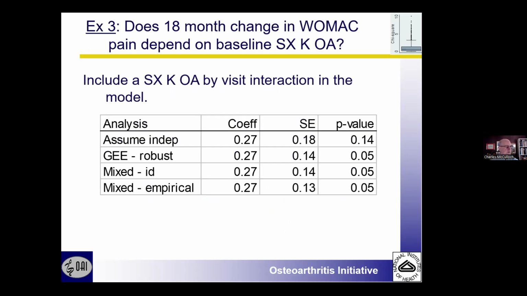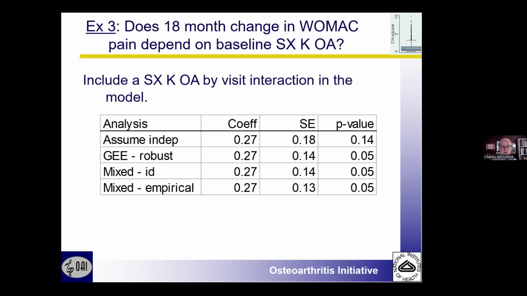All right, so here's another example, going back to example 3. Does 18-month change in WOMAC pain depend on baseline symptomatic knee OA? So I would include an interaction term here because it's the baseline symptomatic knee osteoarthritis. Here are the comparisons: independence, GEE robust, mixed with a random effect of person, empirical.